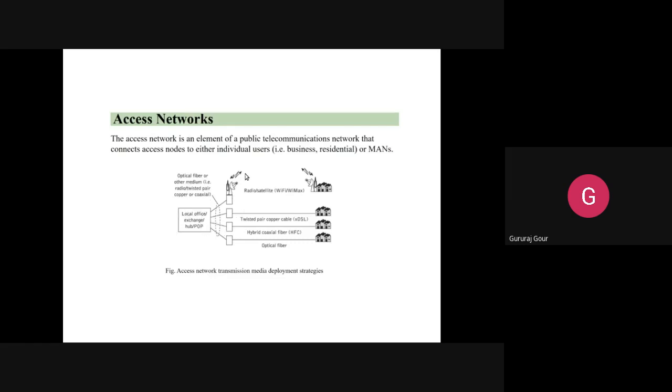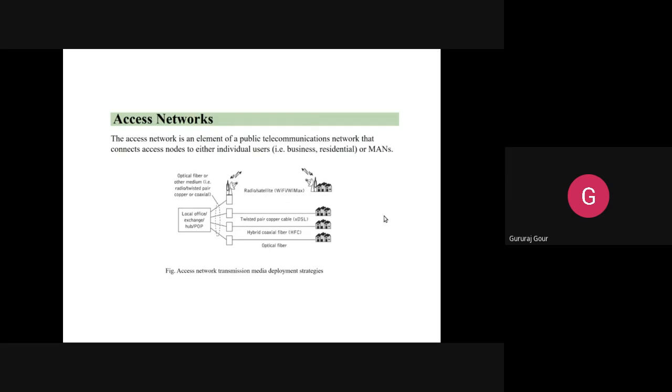Then, with the help of satellite communication, they will be connected to their respective destinations either through radio or satellite communication, or through a twisted pair copper cable, or through hybrid fiber coaxial, that is known as HFC, or directly through the optical fiber. These are the four different means by which individual users could be connected to their respective local exchange offices, and their connectivity comes under this access network.